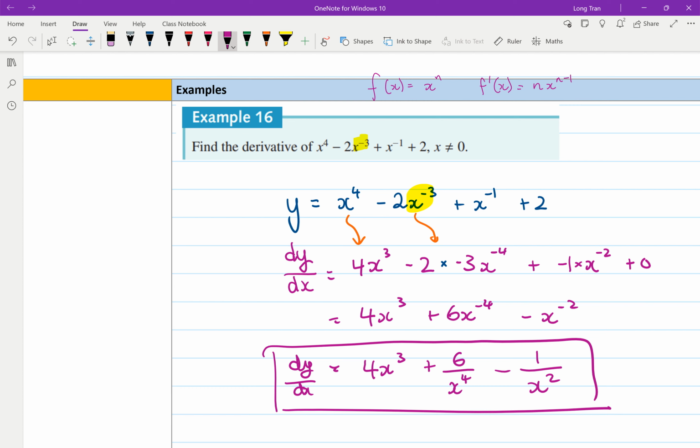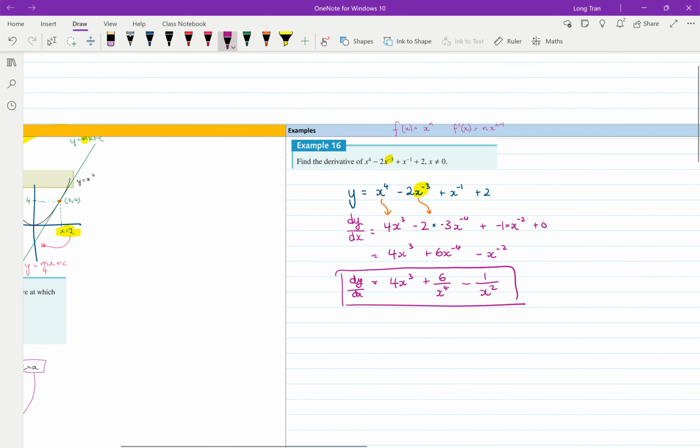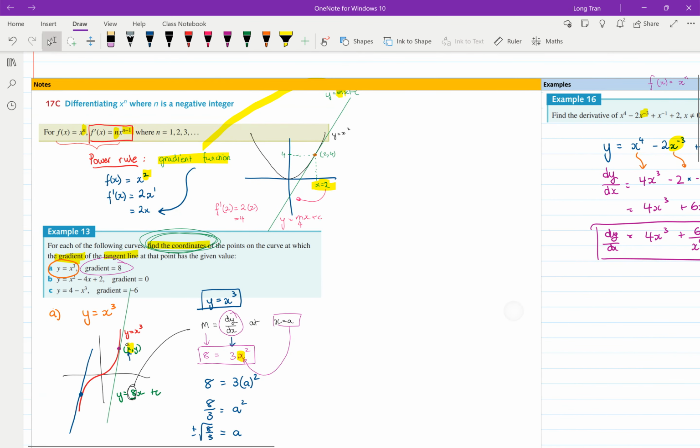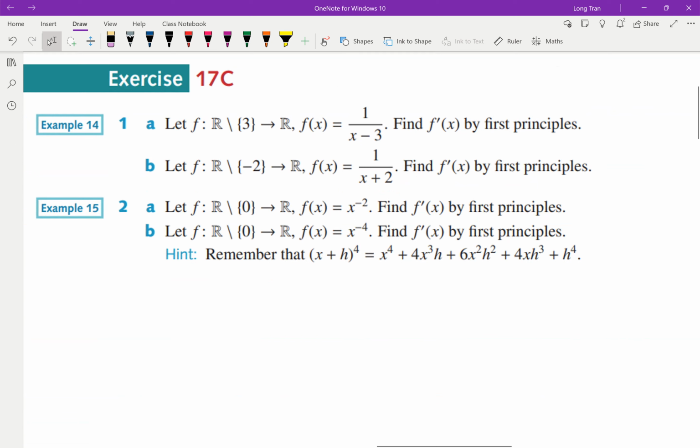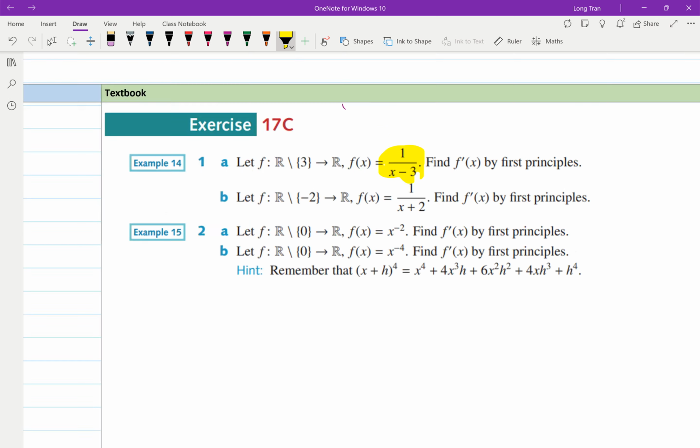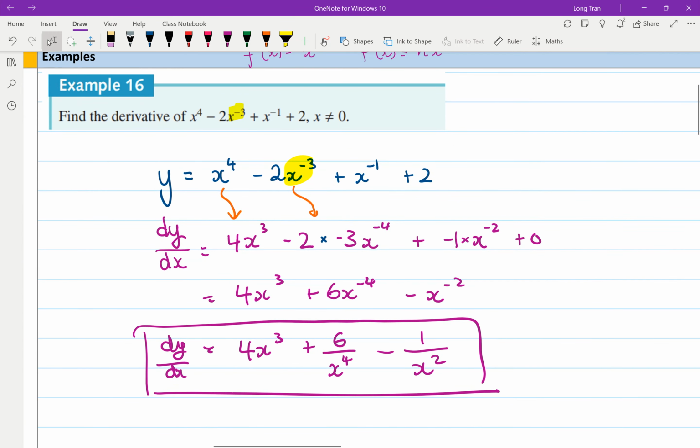So that's it for today's lesson. That's exercise 17C, which introduces working with the same problems. You'll find that students think these types of problems look scary, but it's actually the same thing that you've been doing with what you've been deriving over here.